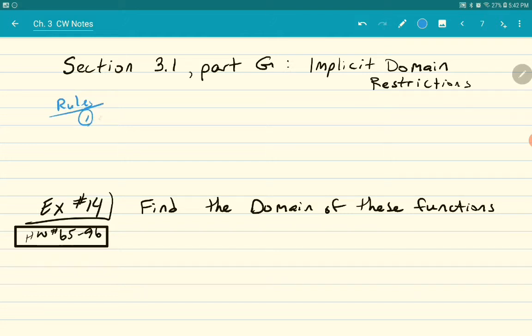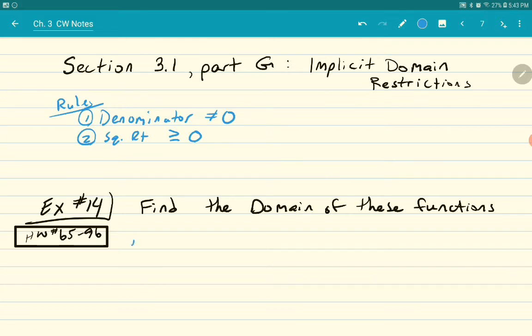One is that a denominator cannot equal 0. And two is that a square root is greater than or equal to 0. So let's look at how this applies in an example.